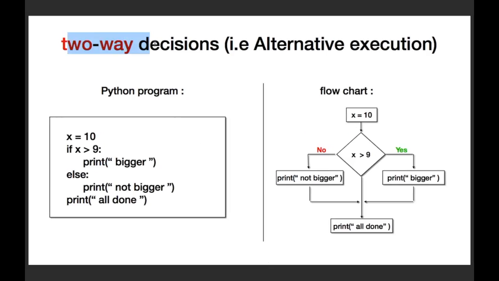Now we have to see two-way decisions or alternative execution. So here the program says that x is equal to 10. If x is greater than 9, this statement is going to be printed out, or if it is not greater than 9, this statement is printed out. And after this if and else, finally this statement is going to be printed out. So let's see the flowchart so you can easily understand that. So x is equal to 9. Here's the condition: x is greater than 9. If the condition is true, or yes, this statement is going to be printed out, that is print bigger. And then finally the program comes over here and prints all done. But if this condition is wrong, then this statement is going to be printed out and finally prints all done.